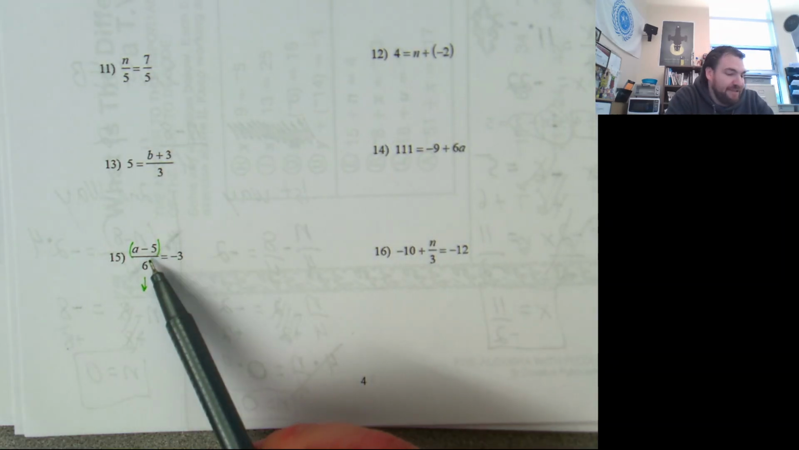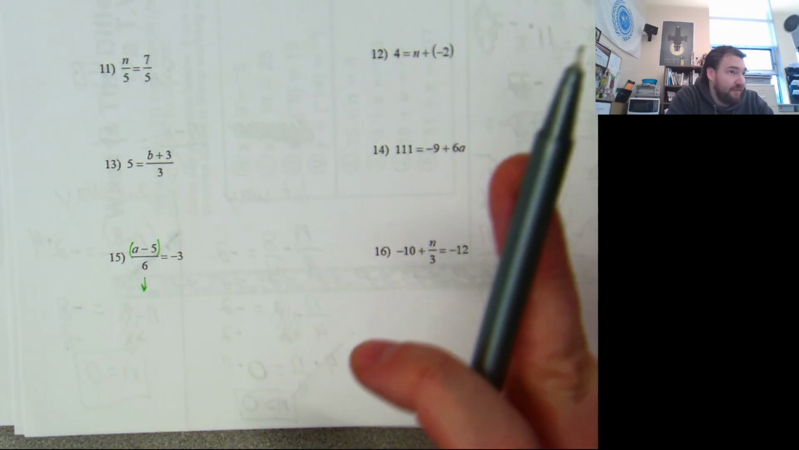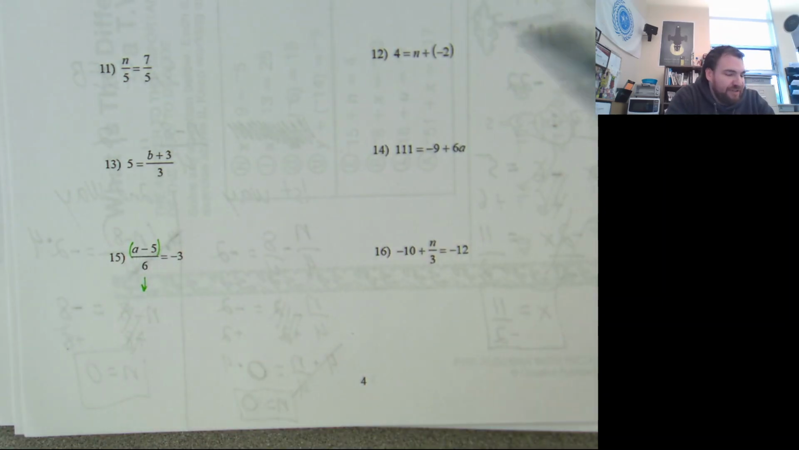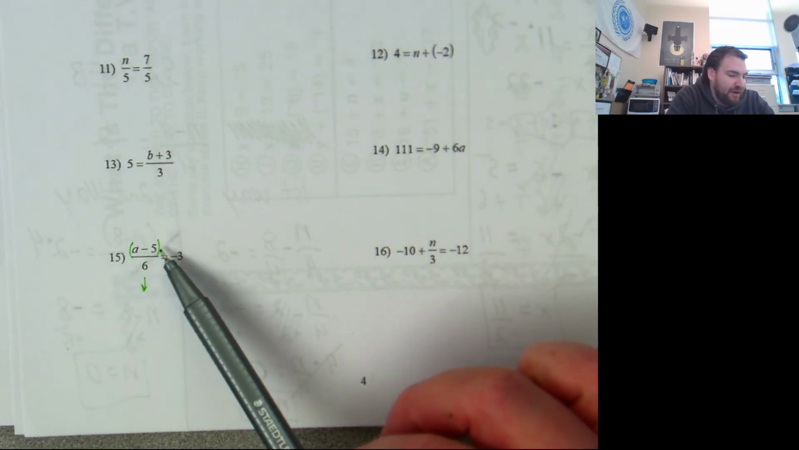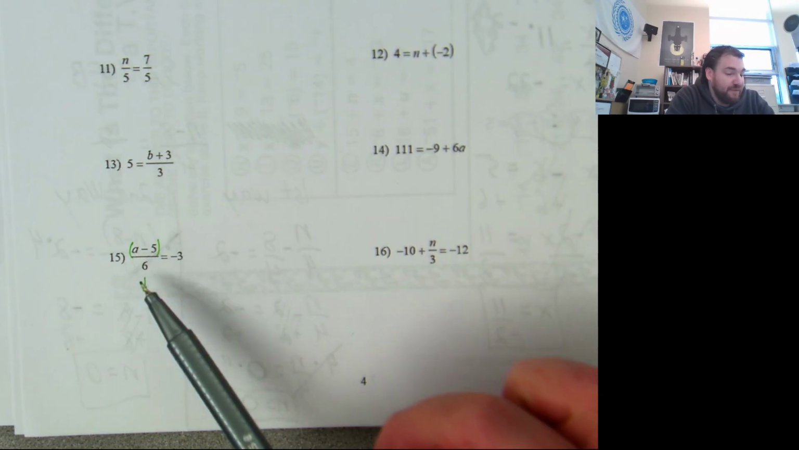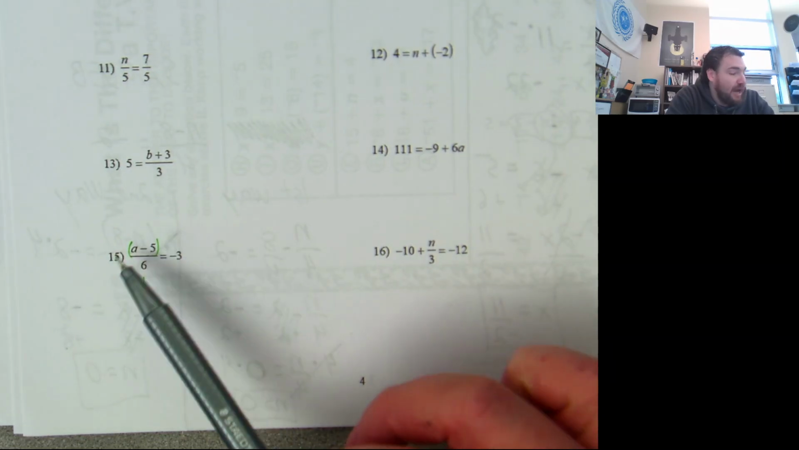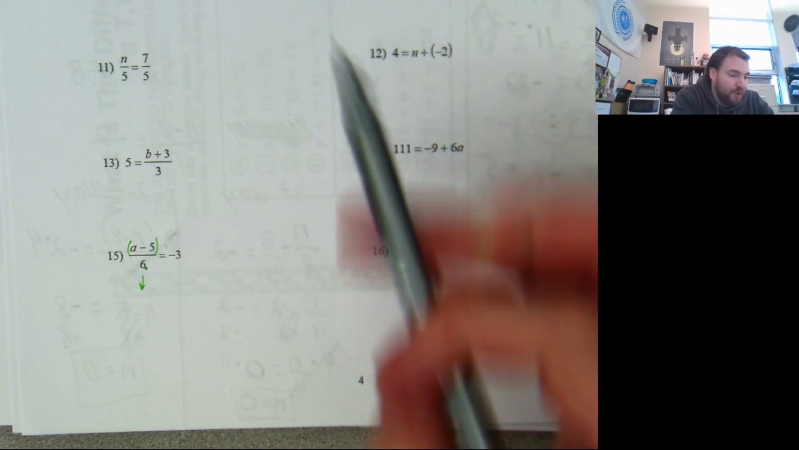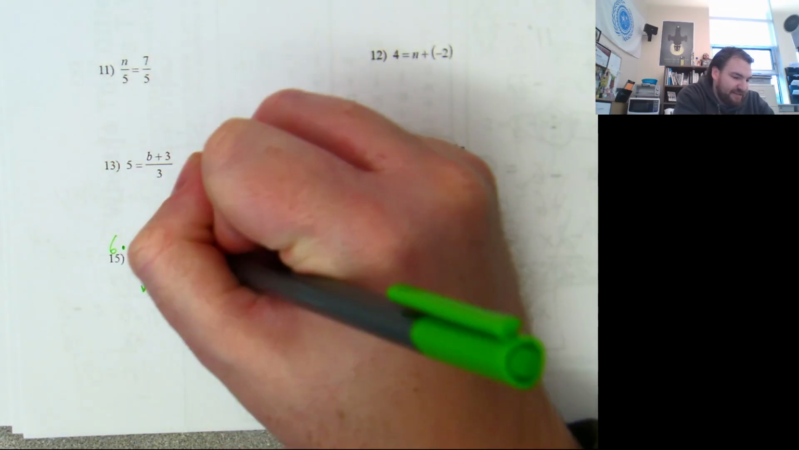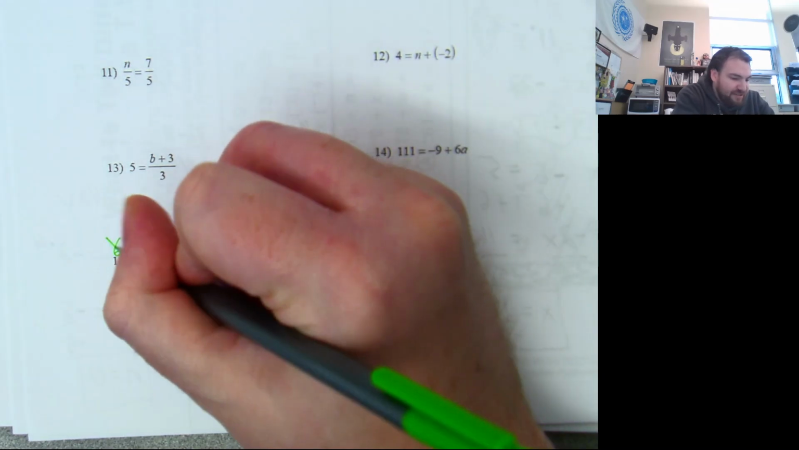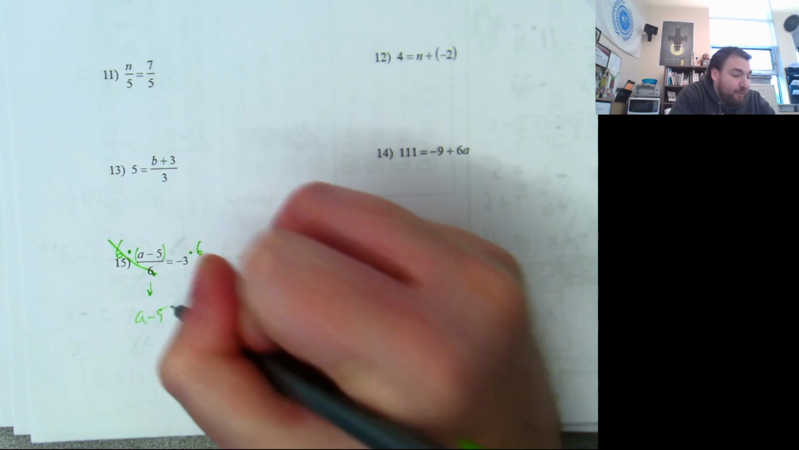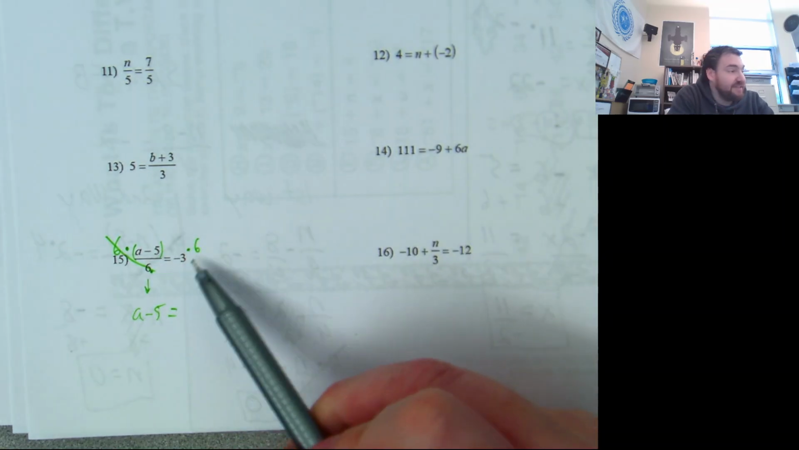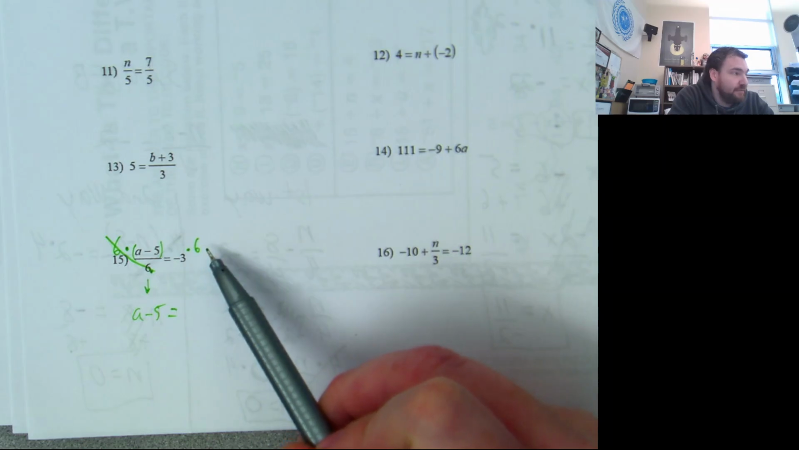Putting the brackets around that means, if I'm SAM-debbing this, because there's brackets there, brackets are at the end of SAM-deb. We want to see if we can get rid of anything using subtraction, addition, multiplication, or division first. There's no addition and subtraction outside, but we are dividing by something. And to undo the division, we want to multiply both sides by that 6. So those 6's are going to cancel, and I'm going to get a minus 5. We can get rid of the brackets now because there's nothing else here. And that's going to equal negative 3 times 6, which is negative 18.